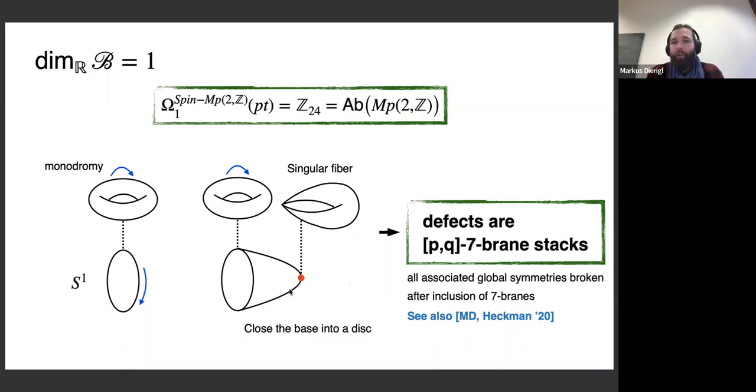So it's a 9-dimensional supergravity that comes from a compactification on this circle with monodromy that has a well-defined boundary condition once I include the PQ7 branes, and they can stop there. Of course, then you can do the mapping to a disk where in the middle you have the PQ7 brane.